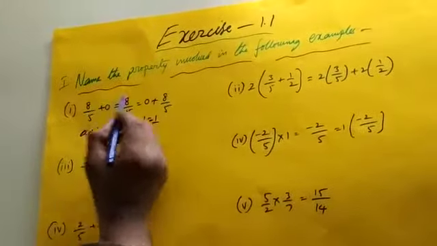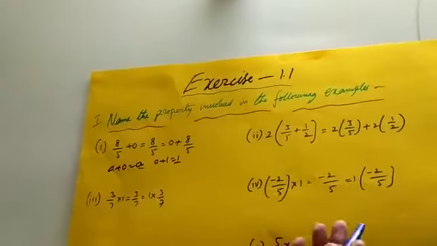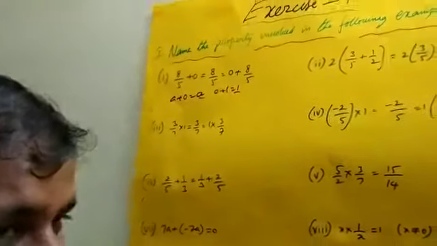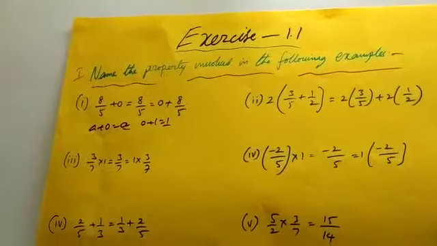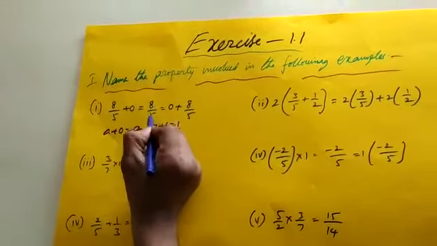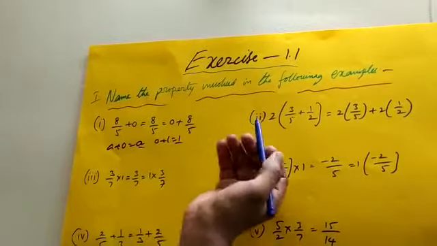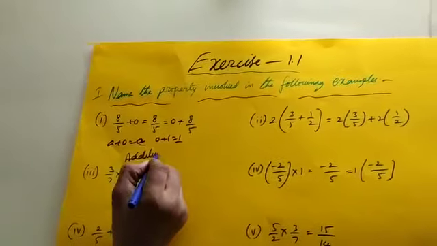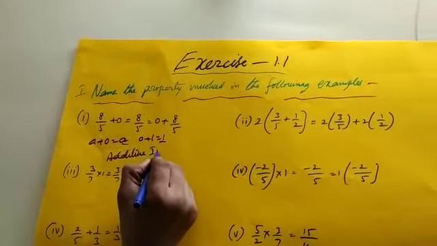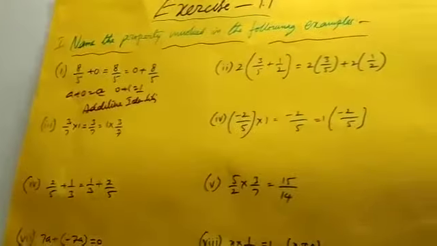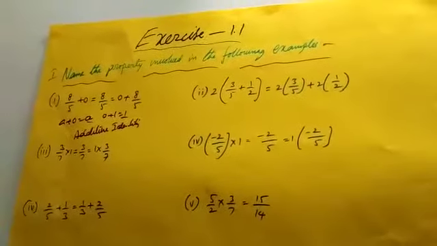At the same time, this is like 8 by 5. You take any number, a rational number or natural number, whole number, integer, whatever it may be, with addition of 0, the result is itself. Therefore, 8 by 5 plus 0 is equal to 8 by 5, which is equal to 0 plus 8 by 5. That is called additive identity.